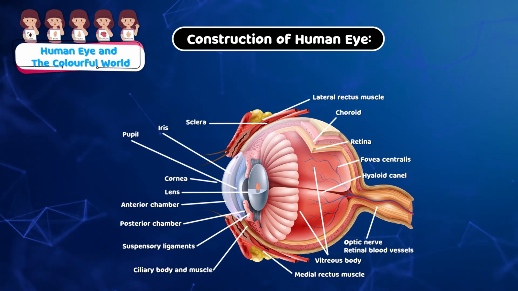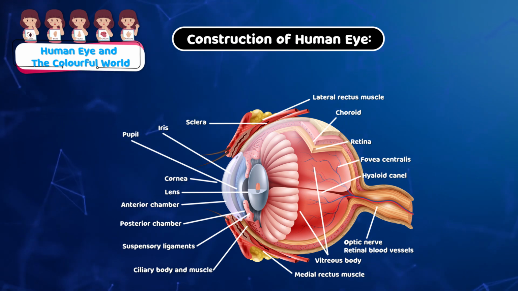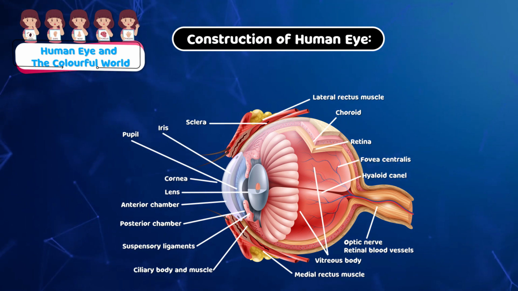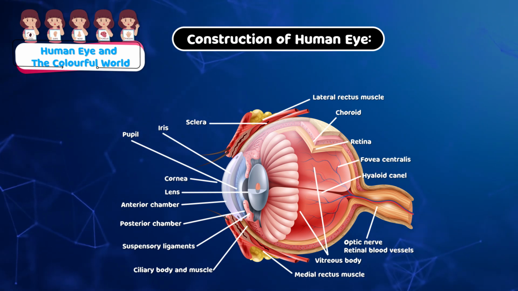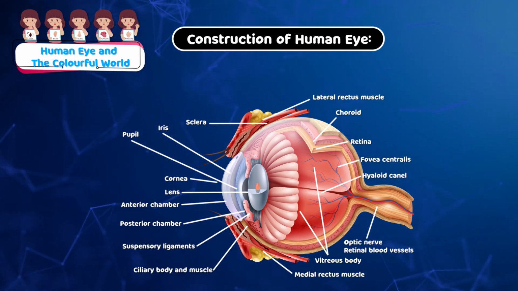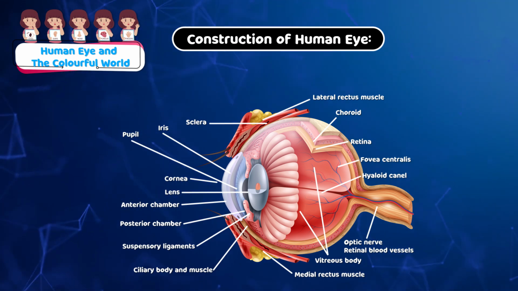And how does this exactly work? How does the eye function? That is what we are to learn. So the various parts of the human eye and their functions are as follows. One after the other we'll look at them.